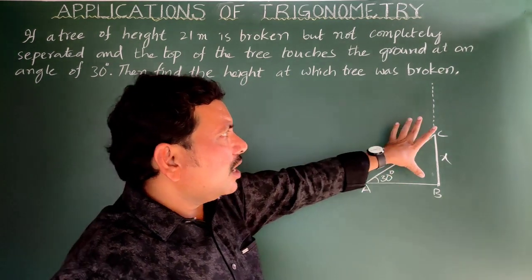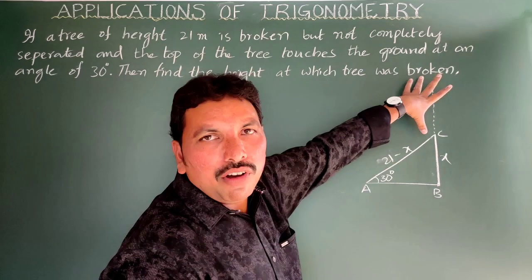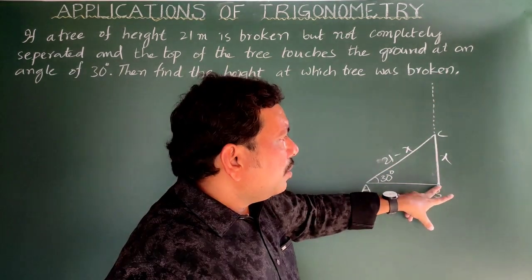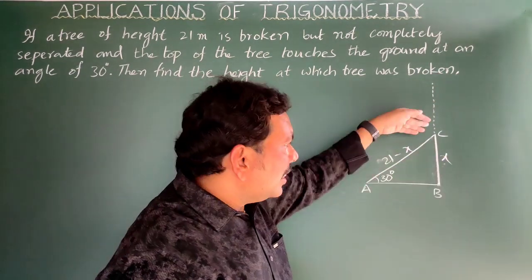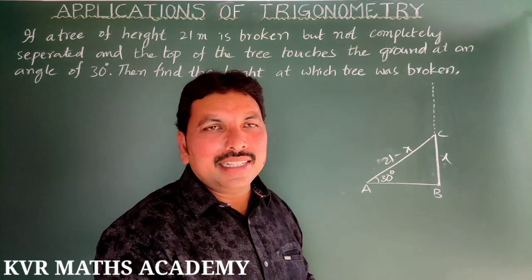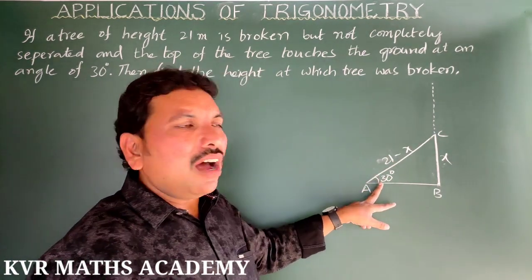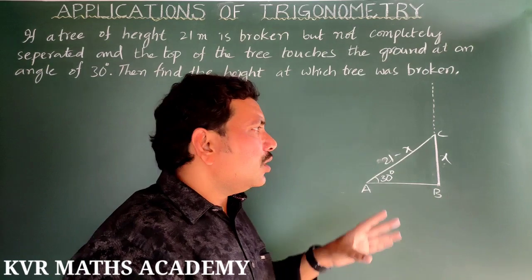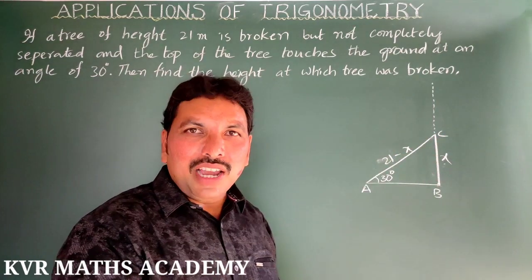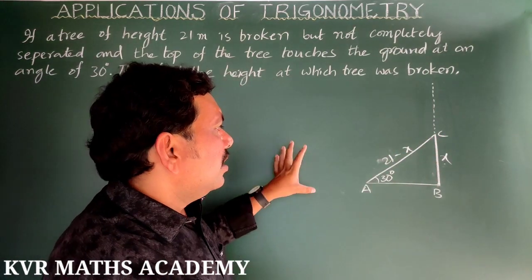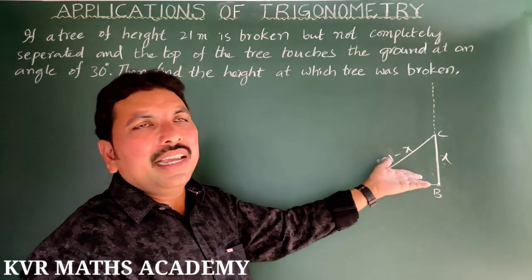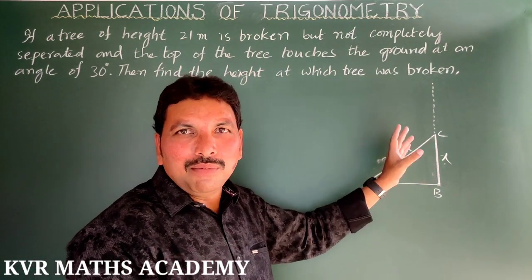Yes. Why? Because this is totally a height of 21 meters. Suppose up to BC only I have taken X. Then AC will be 21 minus X. Next, it is making an angle of 30 degrees. So we have to find BC, right? I think I need not write everything. Directly I will do the sum.